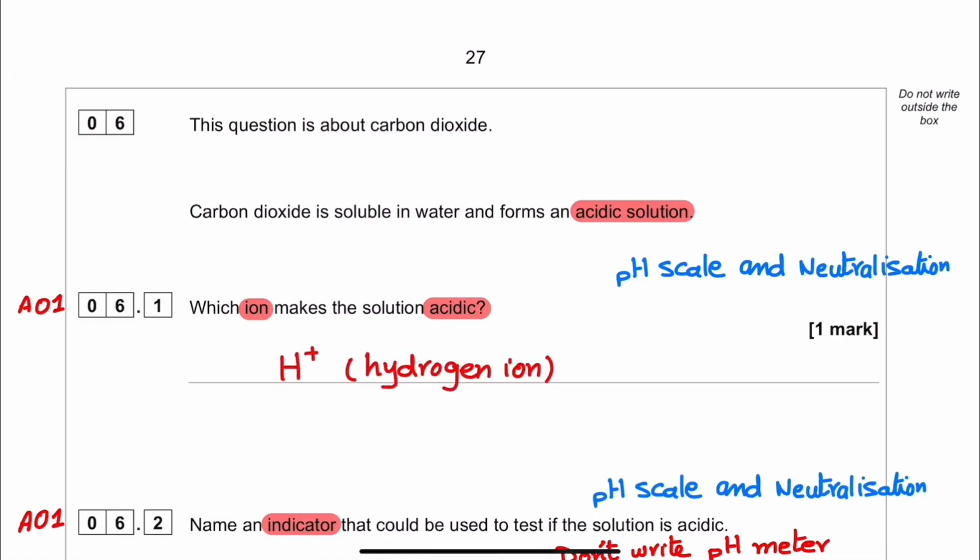Hydrogen ion in a solution makes a solution acidic. So the hydrogen ion in the solution makes a solution acidic, whereas for an alkaline solution we have OH negative.